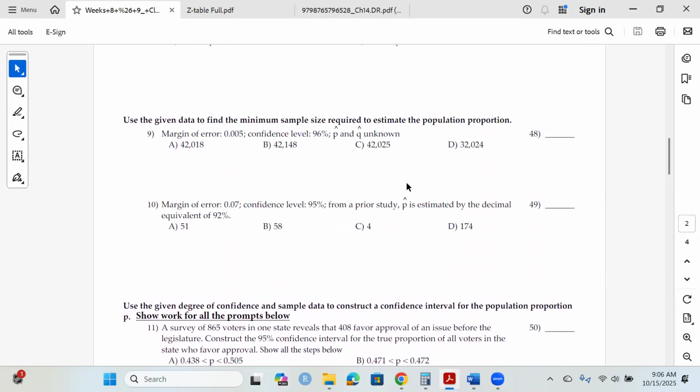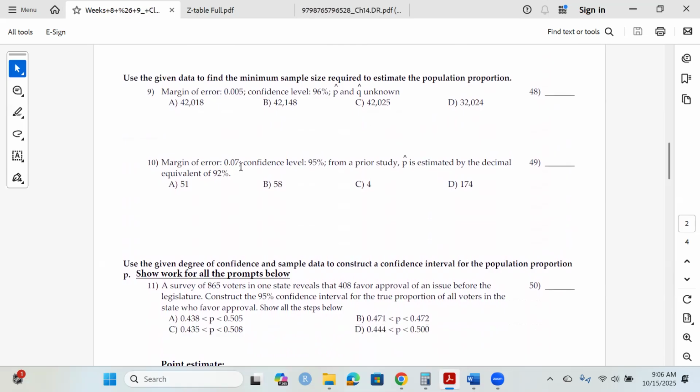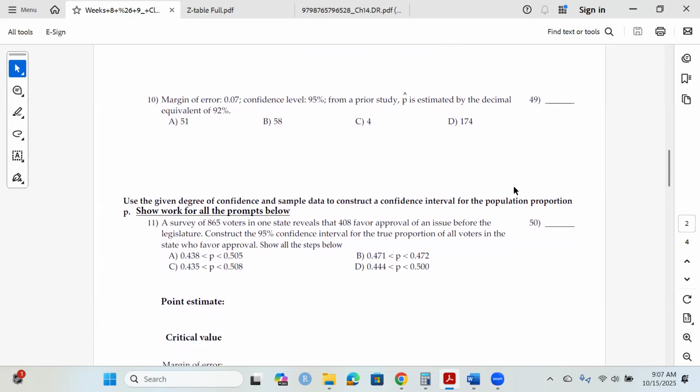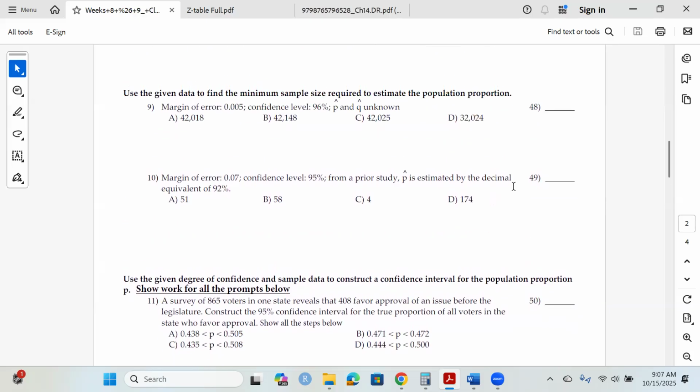And then a couple of these are just interesting. Margin of error is 0.07, confidence level 0.95, prior study. So here she gives you an estimate of the P. So then what you're looking for is 7% increase from that. So instead of 92%, you're looking for 99%. So you're looking at what's the sample size required to detect a margin of error of 0.07. And again, we have no information on the power and other stuff like that. So these are just some interesting questions. I'd like to see what the instructor did there.